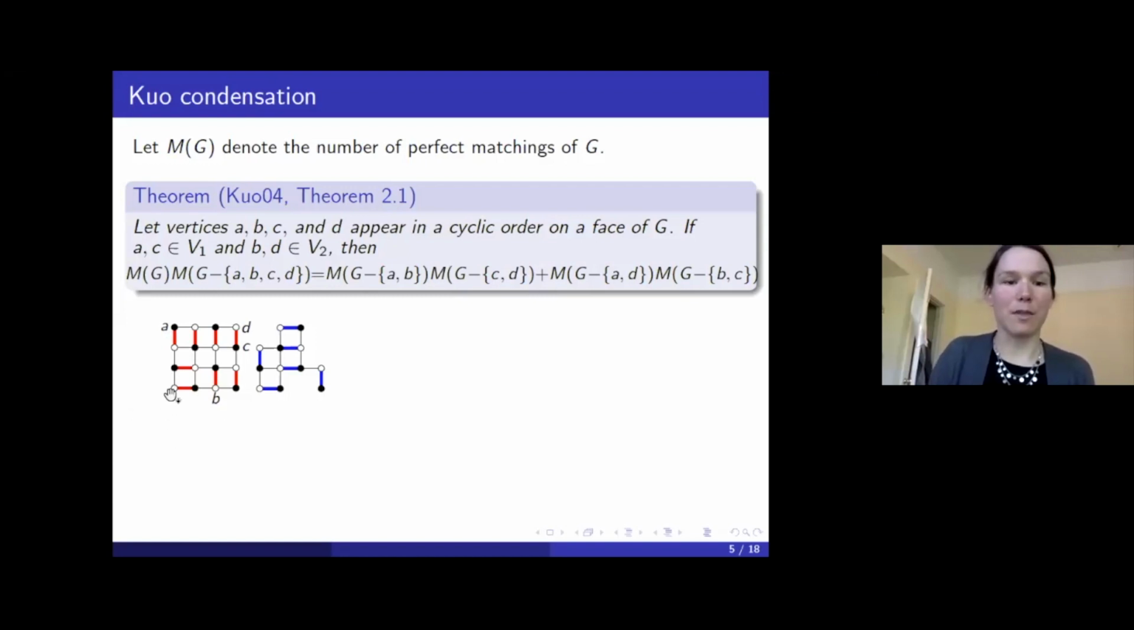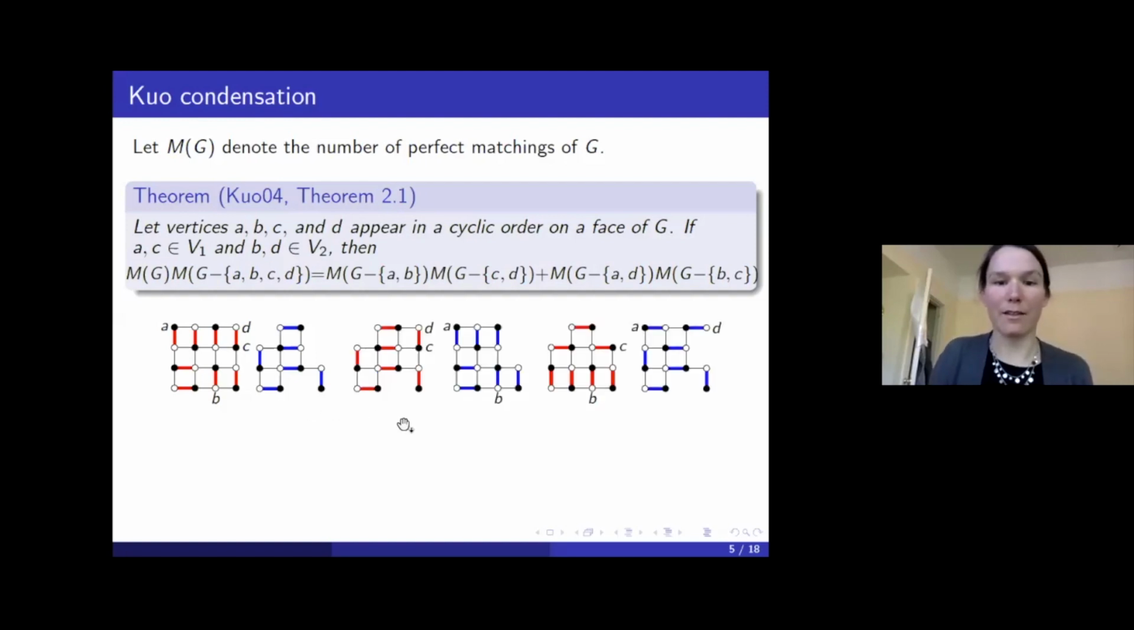And if you assume that A and C are both black and B and D are both white, then the number of perfect matchings of G times the number of perfect matchings of G with those 4 vertices removed is equal to the sum of products of perfect matchings of modifications of G as shown.